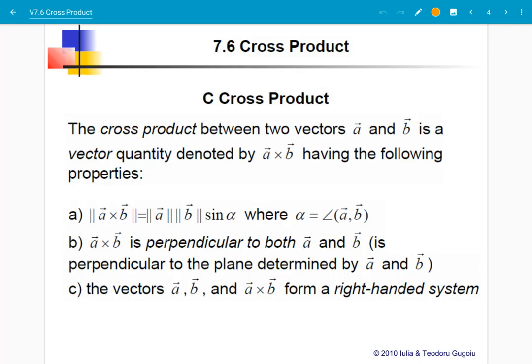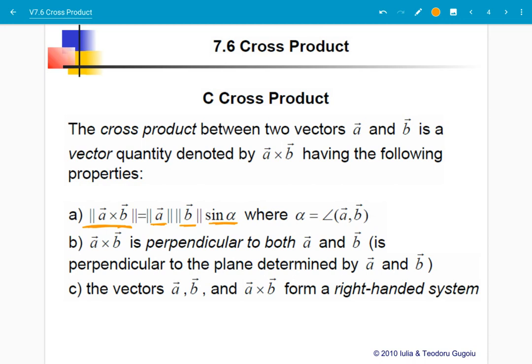So for cross product, here it is, by definition: the magnitude of the cross product A cross B, not A dot B anymore, is mag A times mag B times the sine of the angle alpha, where alpha is the angle between them when they're placed tail to tail. Why alpha, not theta? Good question. Don't know an answer.